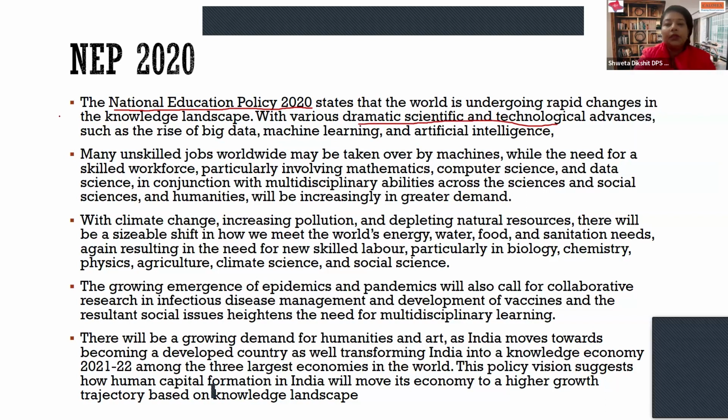Second, it is also the time of advancement, AI, technology. So, if we want to rule over the technology, AI, and advancement, or if we want to be comfortable with all these changes, we need to learn about the sciences. We need to learn about computer science, mathematics. Therefore, the present education system in India is talking about the multidisciplinary abilities associated with sciences and social sciences.